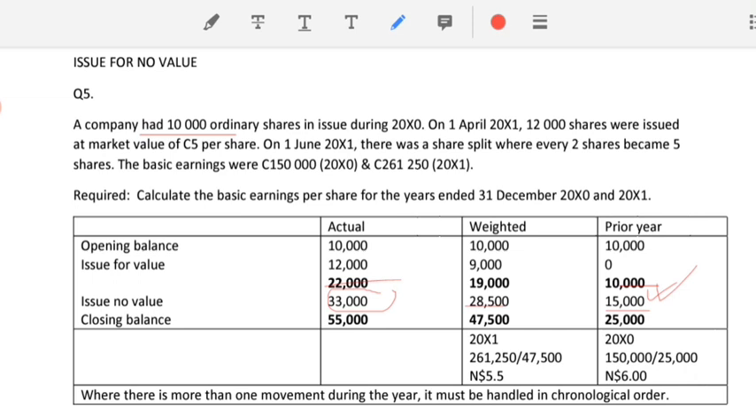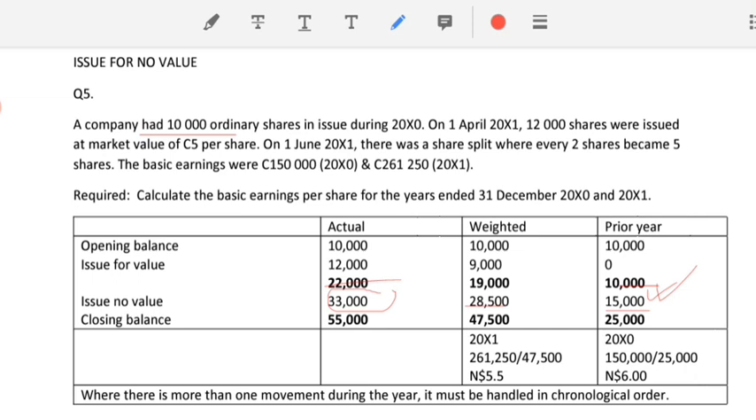If we get this 19 plus this 28,500, we are going to get this 47,500 we have here. And then if you also take the 10,000 we have here plus the issue for no value of 15,000, we will get the 25 we have here. Right, now that's the number of shares for the current year. It is called the weighted average number of shares.